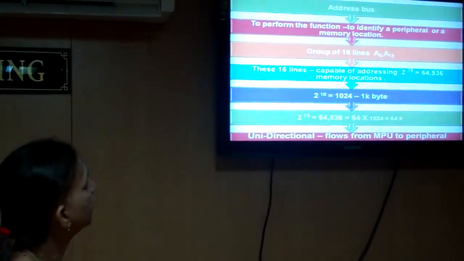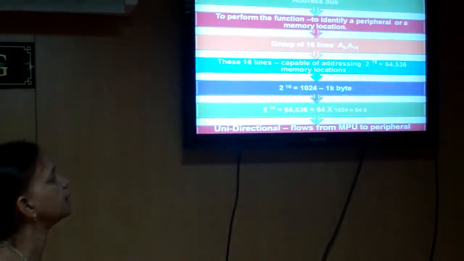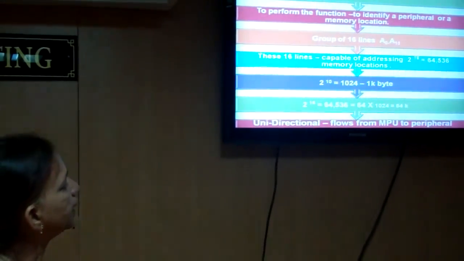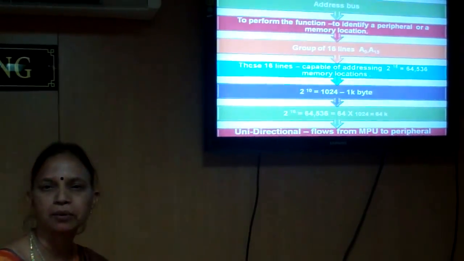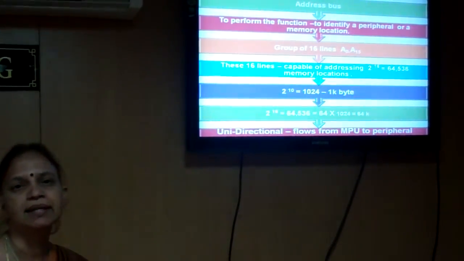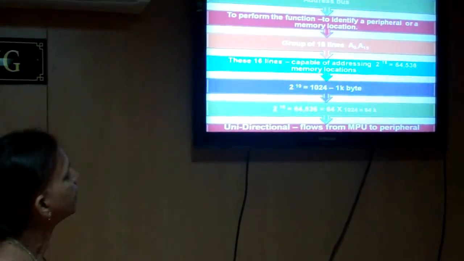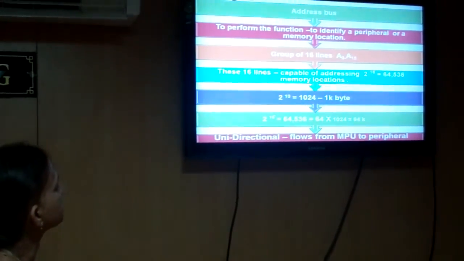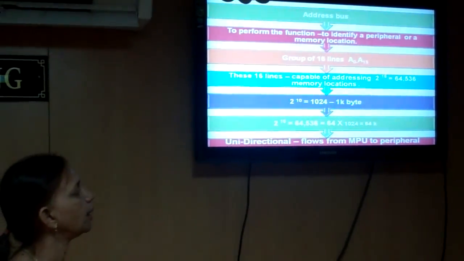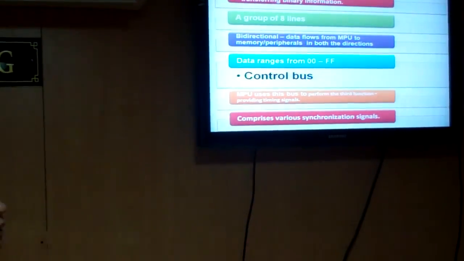And as you know, 2 to the power 10 is equal to 1024, which is referred to as 1 kilobyte of memory. Then 2 power 16 can be expressed as 2 power 6 into 2 power 10, which refers to 64 kilobytes of memory. That means when you are using an 8085 microprocessor, these 64 kilobytes of memory are allocated for the user. Another characteristic feature of this address bus is that it is unidirectional, meaning that it only flows from MPU to peripheral.